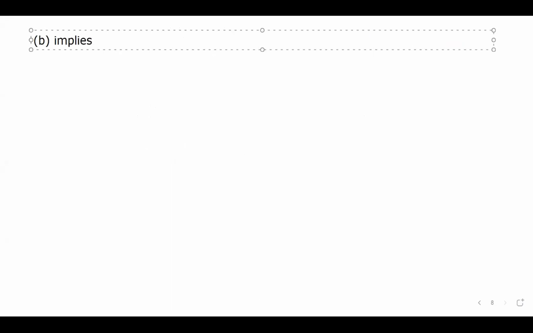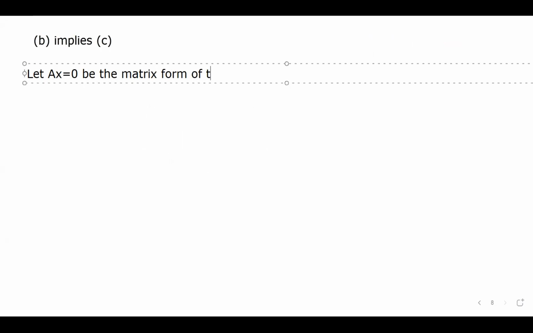Okay, so in fact, let's just do the whole thing here. Okay, so where is it? So we want to prove that B implies C. Proof of that. Okay, so let AX equals 0 be the matrix form of the system below.